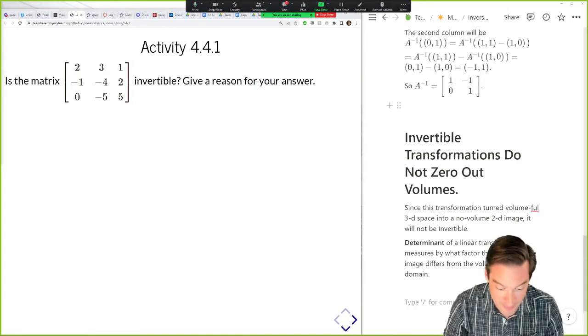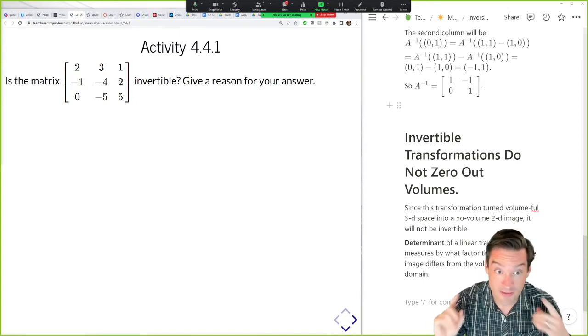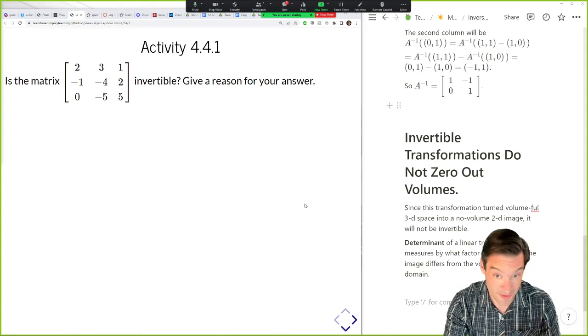The same logic, by the way, is why we can't invert a matrix whose determinant is 0. That's the same reason that we can't divide by the number 0 in the real number system.